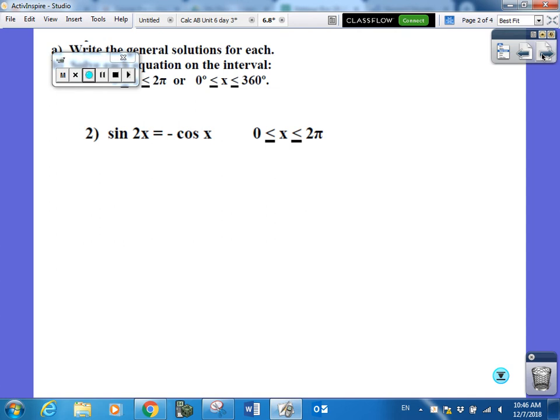Only way to do this one is to expand this. Now the other day we had cosine 2x that we had to expand. Now we have sine 2x. It's easier because there's only one. It is 2 sine x cosine x equals negative cosine x.